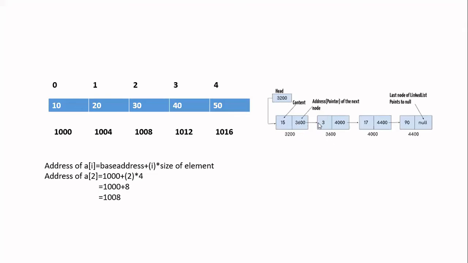In that, the element 30 will be stored along with this address 4000. Now you take this address from here, go to the address 4000. In that, you have the data as 17. If you want to go to 4000, you cannot go there directly because you don't know this 4000. This 4000 is available here only. You have to go to this node.